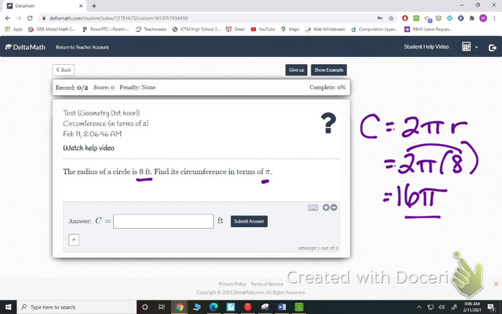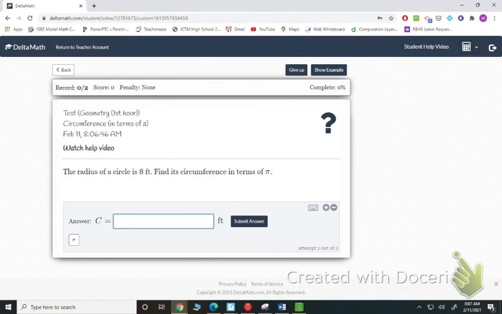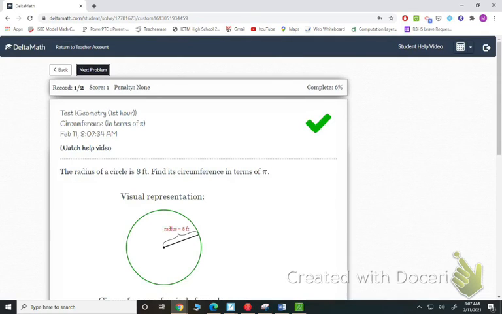So if I show you how this works here, in this box, I type in 16, and then I'm going to click this pi button right here. And I'm going to click submit answer, click yes, correct, green check mark, good job.